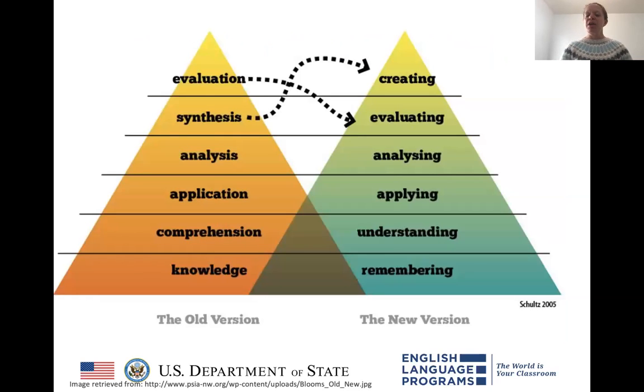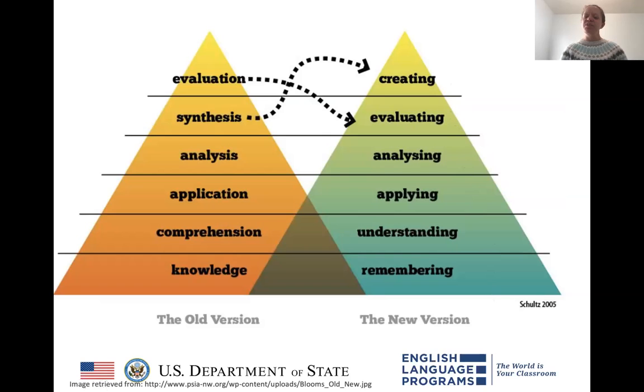When we talk about critical thinking, we often look at Bloom's taxonomy. Bloom's taxonomy is a list of different thinking skills. The old version, we start with knowledge, comprehension, application, analysis, synthesis, and evaluation. In the new version, we've changed the words in the order a little bit. So we have remembering, understanding, applying, analyzing, evaluating, and creating.